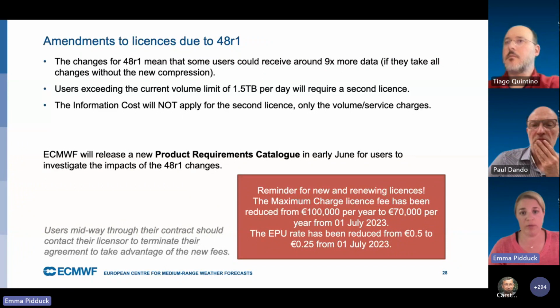So in effect, you will only pay for the volume and service charge of any extra data in the second license. In order to look at the impact of the new data on your costs, we will release a new product requirements catalog, or so-called shopping cart. And this should go out later this week or next week, in early June. And you'll be able to see the cost for 48R1.